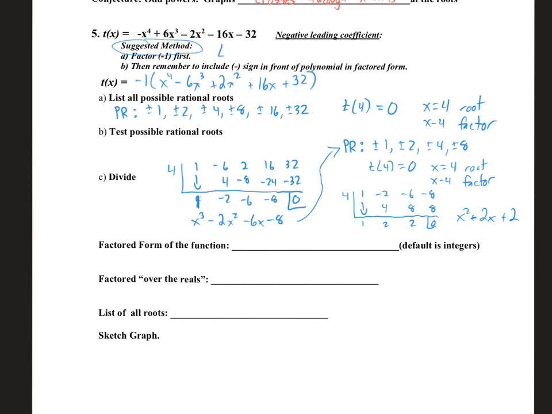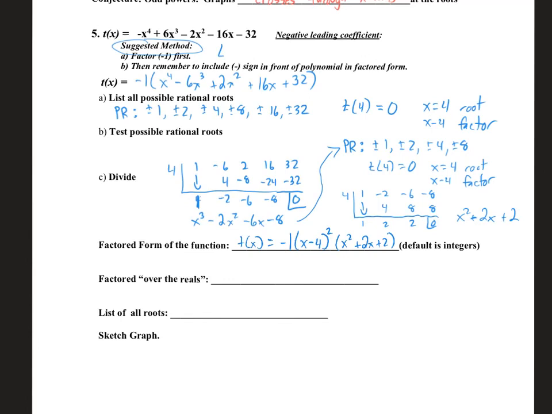But notice that the factored form, okay, we're going to have our t of x. This is going to be our -1 that we factored out originally. Don't forget about that. Times our two factors of x minus 4. So I have x minus 4 squared, our double root, which is going to have an impact on the graph, times x squared plus 2x plus 2. Okay, that's factored over the integers.